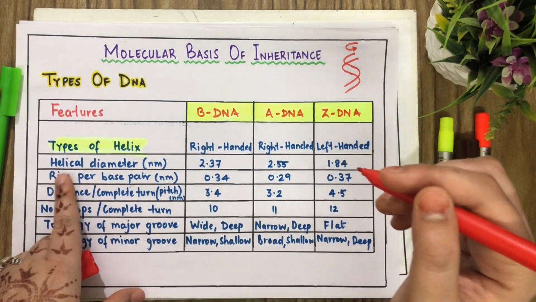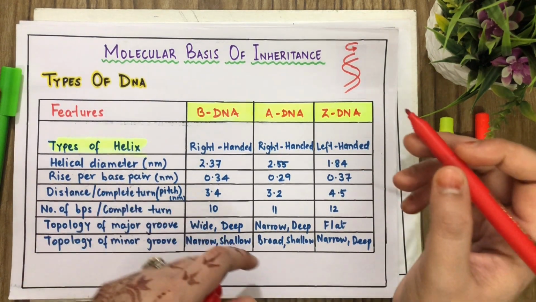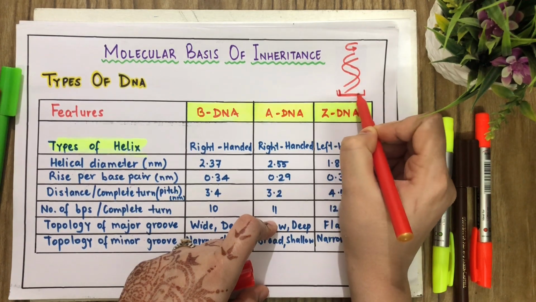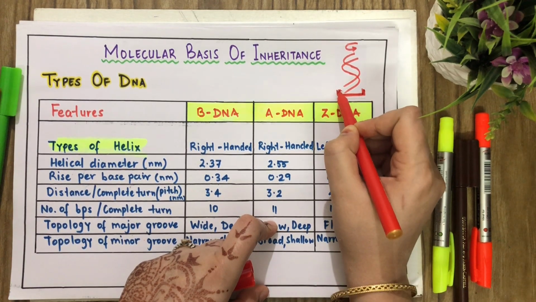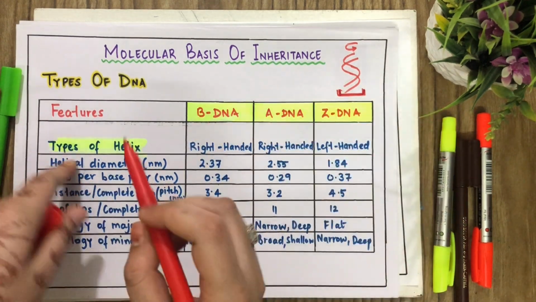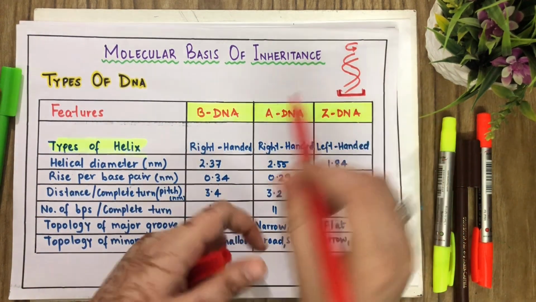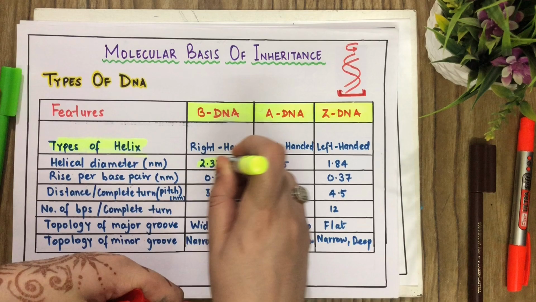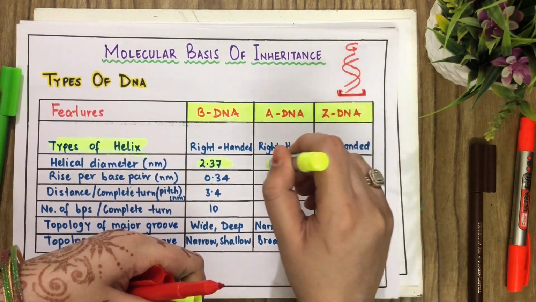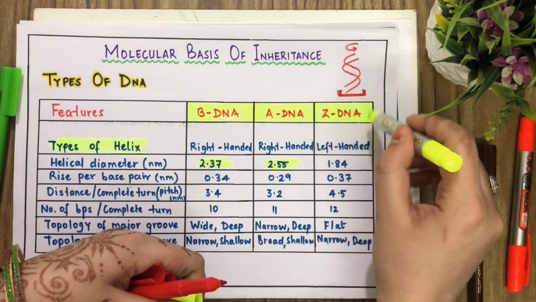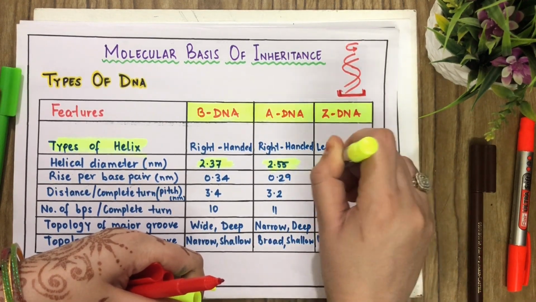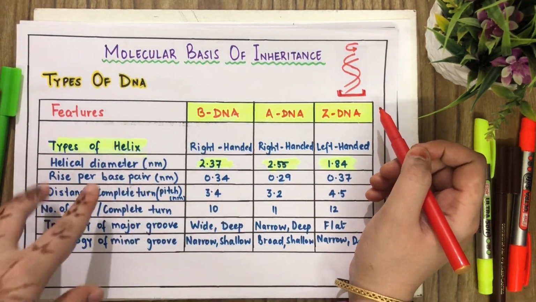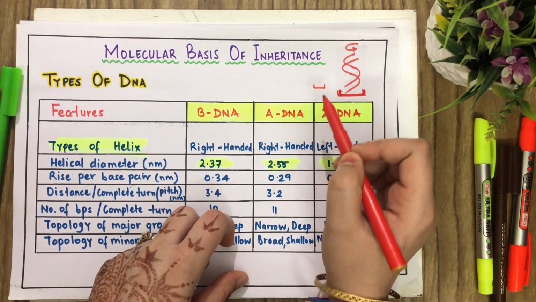Fine. The next feature says helical diameter. Helical diameter means this whole diameter of the DNA. Now in B DNA, it will be 2.37, A DNA, it will be 2.55, Z DNA, it will be 1.87. Means Z DNA's width and helical diameter will be smaller.